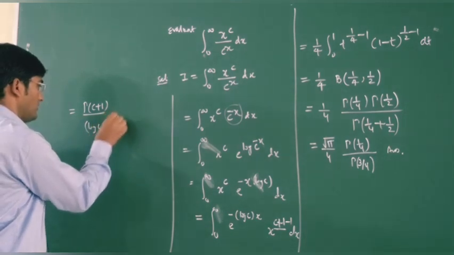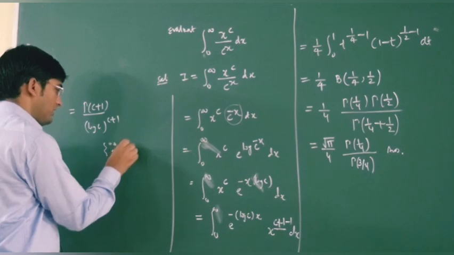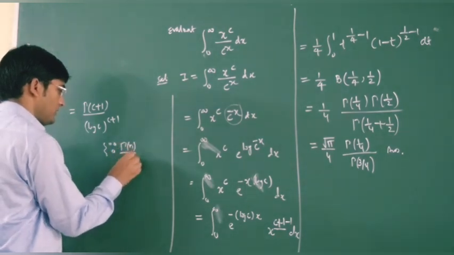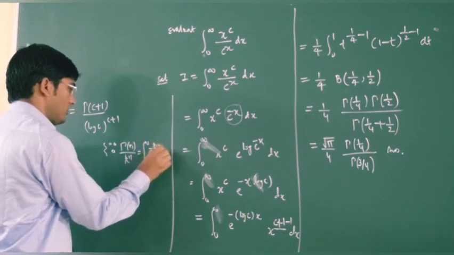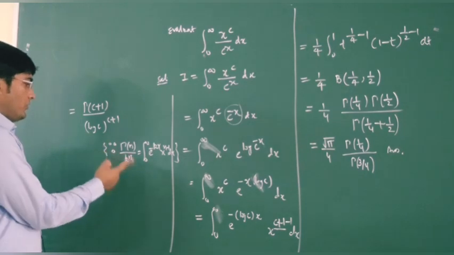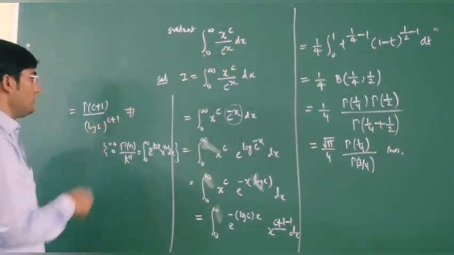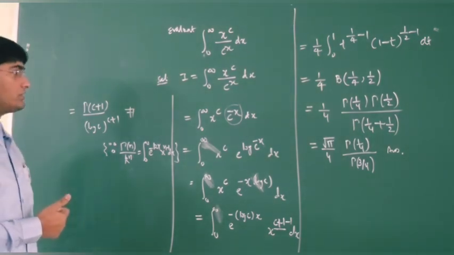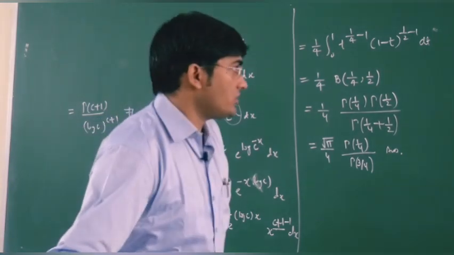N is c plus 1 because we have the formula gamma n upon k power n equal to integral 0 to infinity e to the power minus kx into x power n minus 1 into dx. So with the help of this formula, the value of this integral is equal to gamma c plus 1 upon log c power c plus 1. So this is your answer. Then our next question.